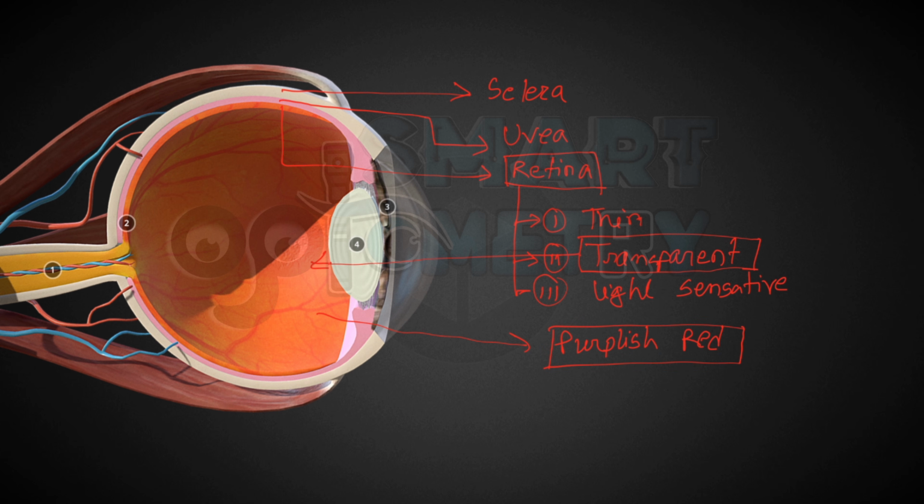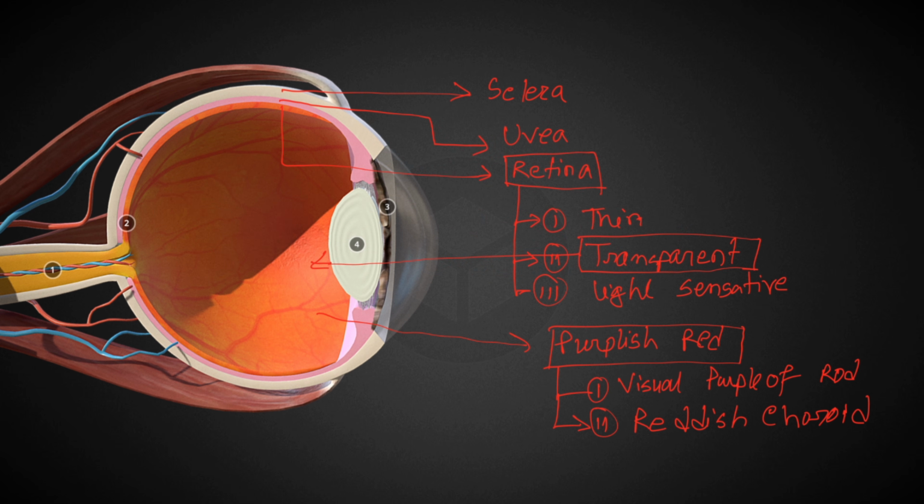There are two reasons why the retina is purplish red. One, due to the visual purple of rod cells, and two, due to the reddish choroid behind the retina. So although the retina is transparent, due to the visual purple of the rod cells and the reddish color of the choroid, because the choroid consists of blood vessels which are red in color, these two factors lead the retina to appear purplish red.